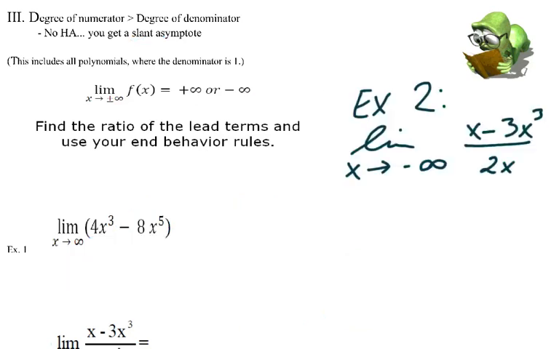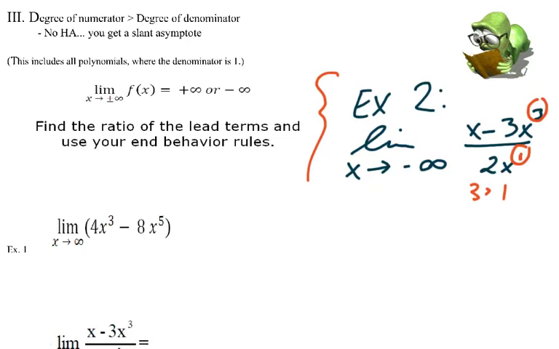Okay, let's do the second example. It got cut off at the bottom of the page, so I just rewrote it over here. Example 2 is the limit as x approaches negative infinity of x minus 3x cubed over 2x. So this one you can see a little bit easier that the degree in the numerator is a 3. The degree in the denominator is a 1. So 3 is greater than 1.